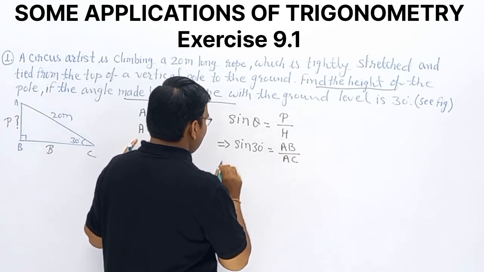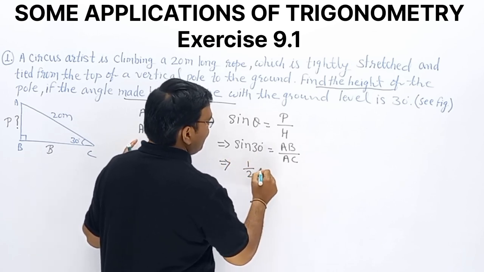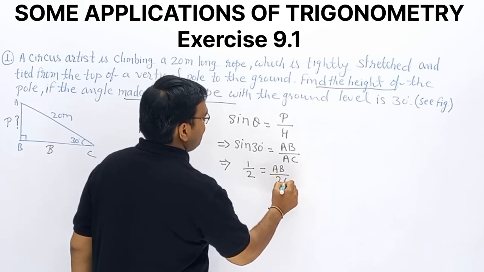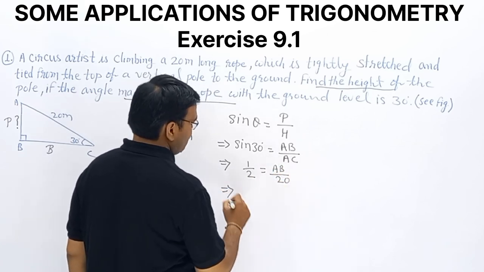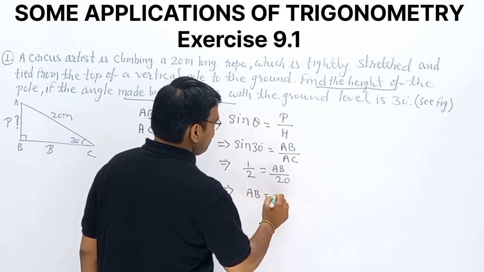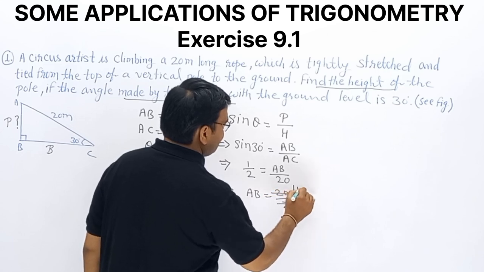Hypotenuse. I am writing, and now I am putting the value. Sin 30 equal to what? 1 upon 2, and AB we want, and AC we are having what? 20 meter. So finally, once we solve, I am doing cross multiplication. So AB will be what? 20 upon 2. Solve this one, 2 times it is going, 10 times it is going.